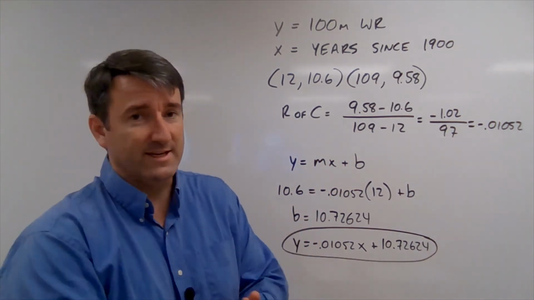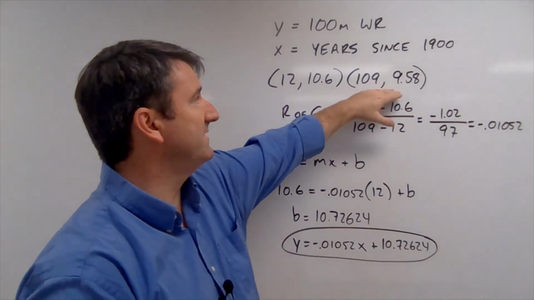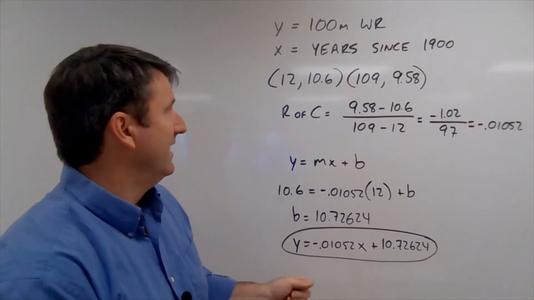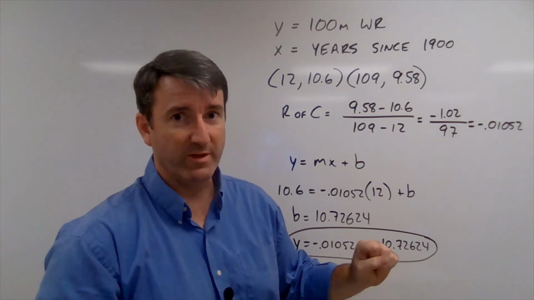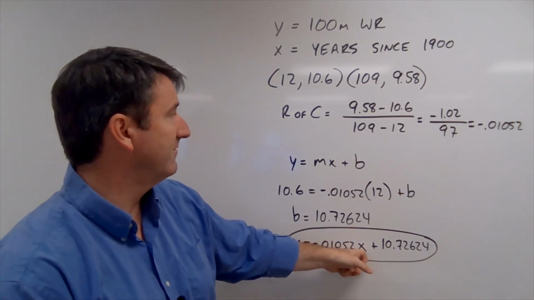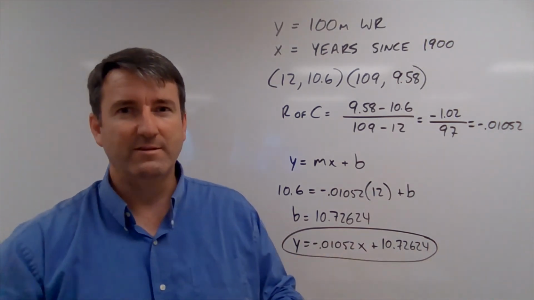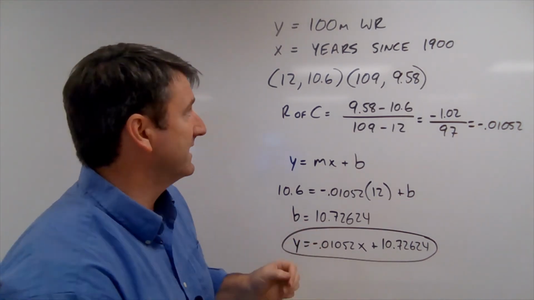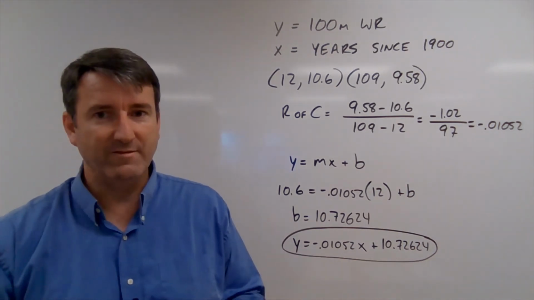Now we want to check this to make sure that both of these data points are going to make this equation true. And we know that this one will, because that's how we came up with our b. But let's plug in this. If we plug in 109 for x, then we get a y of 9.579 something. So we're really close to being right on 9.58.